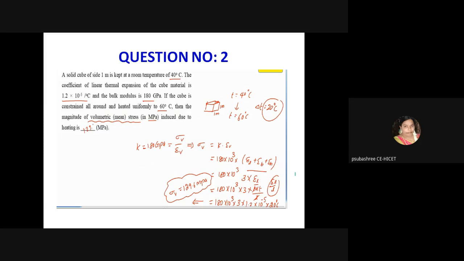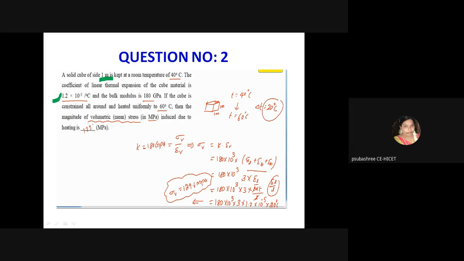Okay. The next question. A solid cube of side 1 meter is kept at a room temperature of 40 degrees Celsius. Cube means it has equal dimensions on all sides. The coefficient of linear thermal expansion of the cube material, alpha, is equal to 1.2 into 10 power minus 5 per degree Celsius.